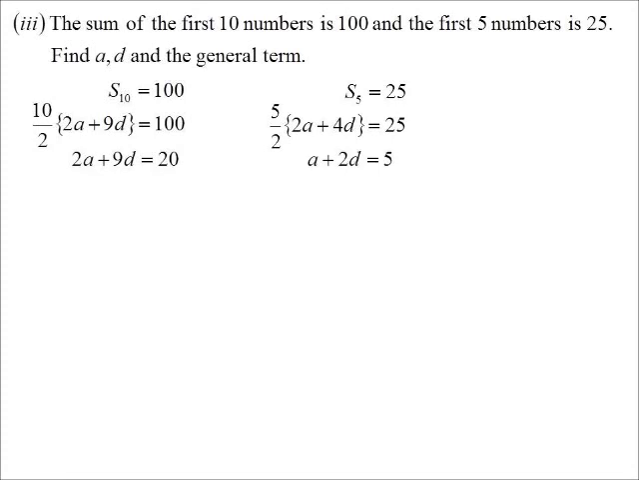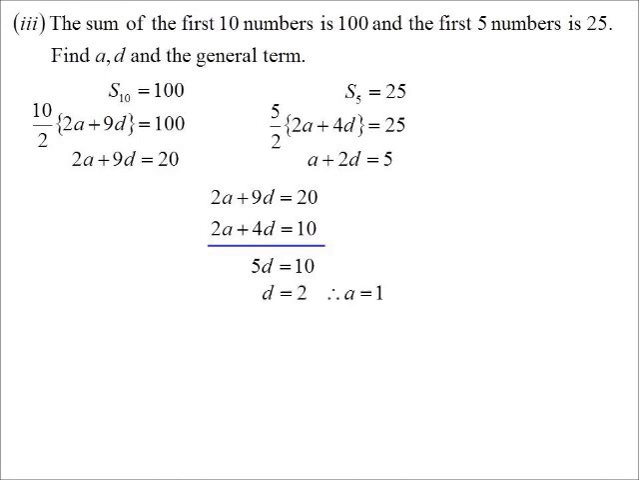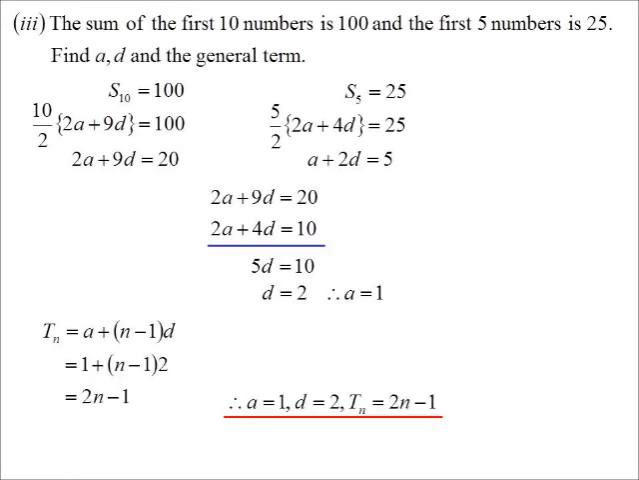2 equations, 2 pronumerals, must be possible to find. So solve them simultaneously. I'll multiply the second one there by 2. 5 common differences is 10, so our common difference is 2. Therefore, subbing back in, we get that the first term was 1. Now we can work out our general term, a plus n minus 1 d. Subbing in a, subbing in d, and there's our pattern, 2n minus 1.